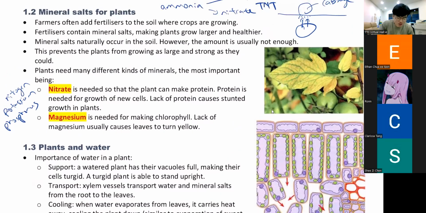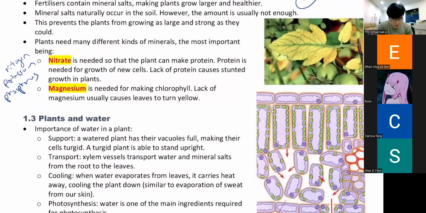Anyway, so you need nitrate and magnesium. Can you see the highlighted words? I highlighted them because they're very important. Your plants need nitrate and magnesium to grow. I just buy a pack of fertilizer, and everything is inside. When you buy a pack of fertilizer, everything is included. You just put it on the plant and they will grow well. So these are your mineral salts. Very easy. So next, plants and water.